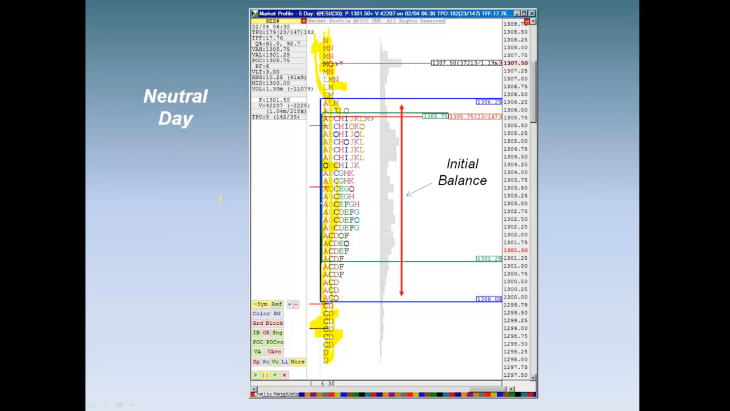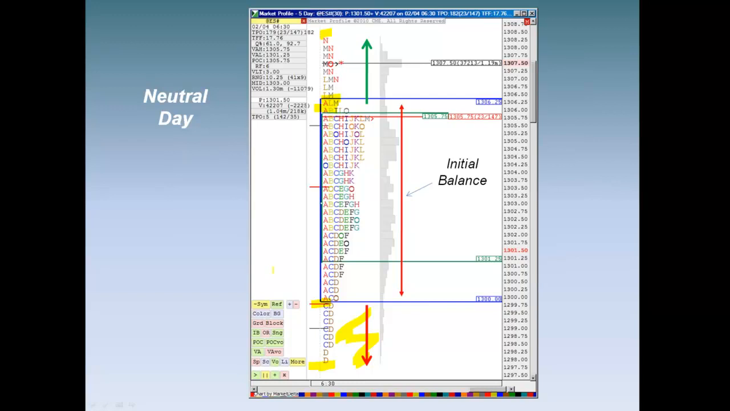So this is the characteristic of a neutral day. We extended or expanded our range on both sides of the initial balance. As you can see, we went up above the initial balance, and we also went down. So no directional bias. We were really neutral. The interesting thing that I also want to point out to you is look at the actual extent of the extension beyond initial balance. It's almost about equal. Neither one was really larger than the other.